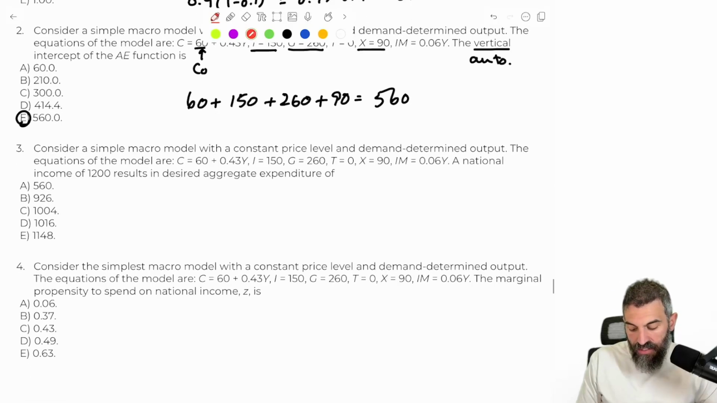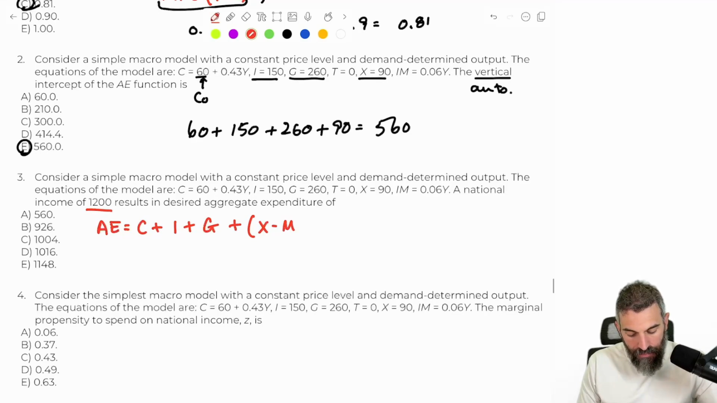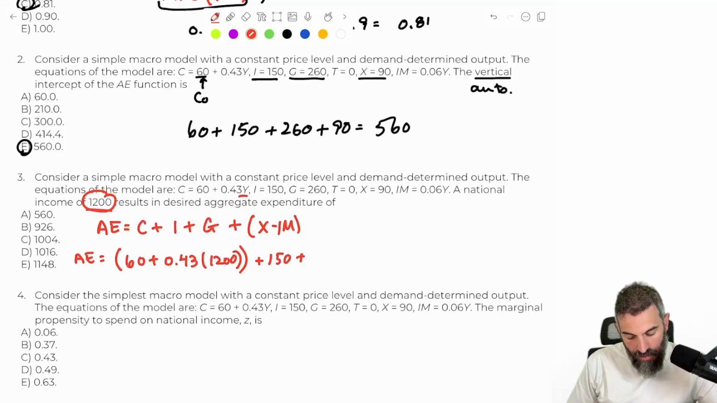Number 3. Consider a simple macro model. You basically have the same numbers. At a national income of $1,200, what is the desired aggregate expenditure? Okay, so for aggregate expenditure, put it all together: C plus I plus G plus NX, and NX is just exports minus imports. And just plug your income into Y wherever there's Y. So I'll start with consumption. Consumption is 60 plus 0.43 times 1,200. Investments, 150. Government, 260. Exports, 90. Imports, 0.06 times your national income.